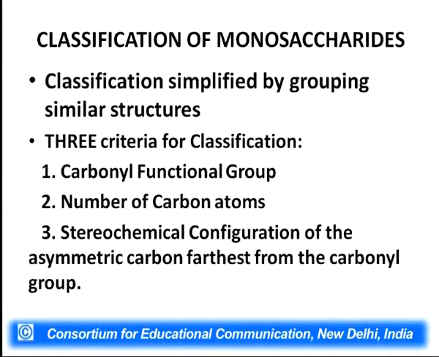And there are three criteria for classification of monosaccharides. That is, they can be classified on the basis of the carbonyl functional group, number of carbon atoms in the carbon chain, and stereochemical configuration of the asymmetric carbon, which is furthest from the carbonyl group. So what I mean here is, when we talk of a carbonyl group, whether the sugar has an aldehyde group or a ketone group.